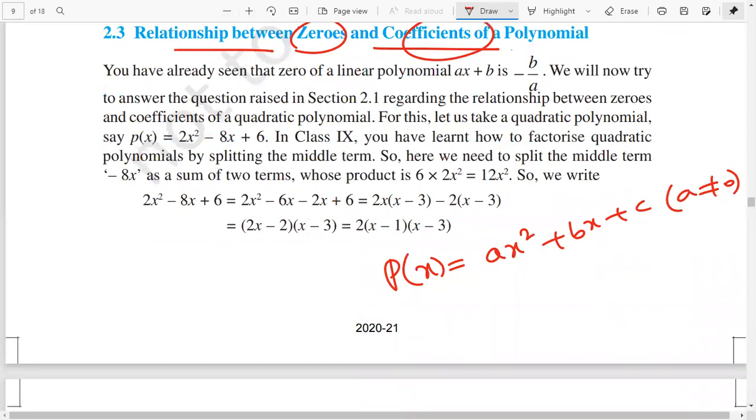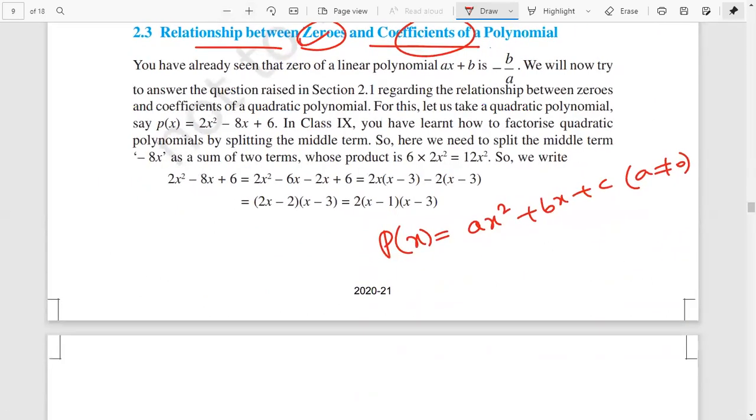So relationship between zeros and coefficients. The coefficients are: a is the x square coefficient, b is the x coefficient, the constant value attached to x, and c is the constant value. Zeros are basically x values only. Zeros are solution points, solutions of that quadratic equation, or we can say roots also. So two roots we have because the degree is 2. One root we can take alpha, the other root beta. What is alpha plus beta? Minus b by a.